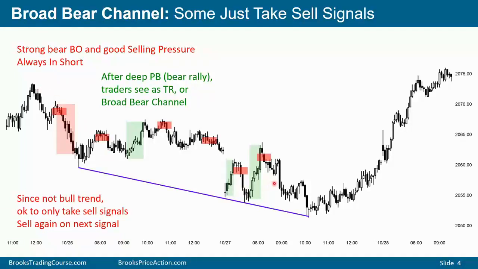Since the past couple of days have been in a broad bear channel, the bears will keep selling every reversal down from what they believe is a minor trend reversal. So it rallies, they'll sell, stop up here. Rallies, they'll sell, stop up here or here. And we have a double top. You can call it a wedge, 1, 2, 3, where 2 and 3 form a double top.